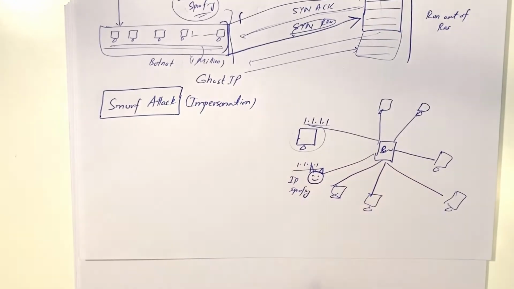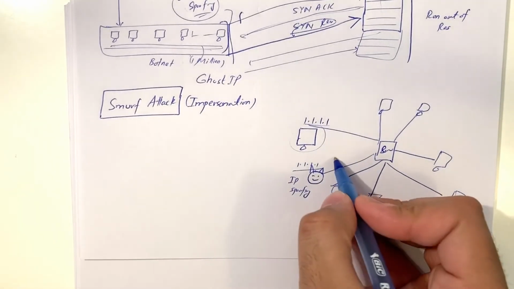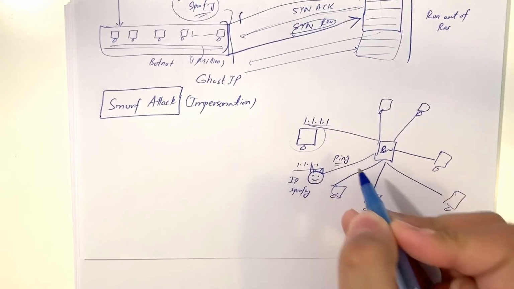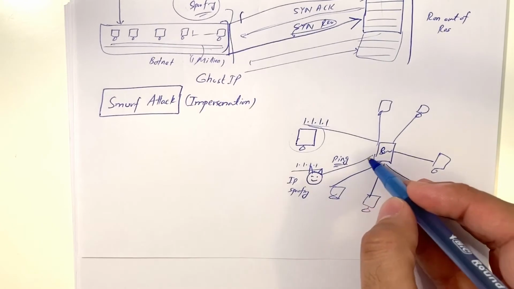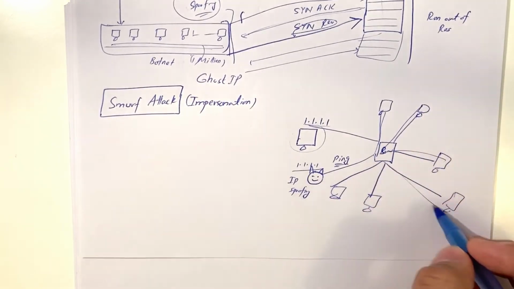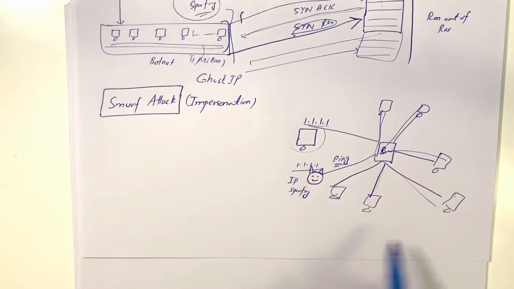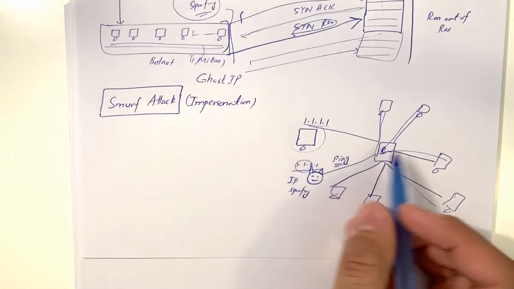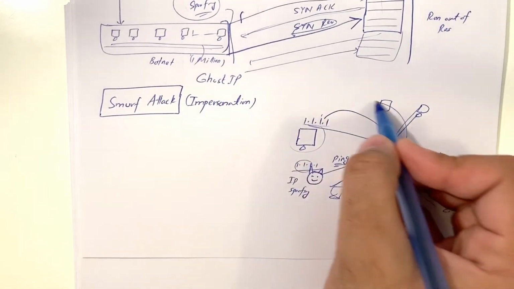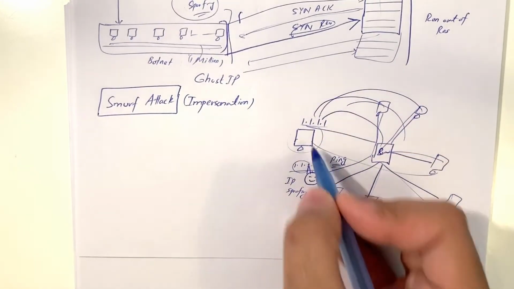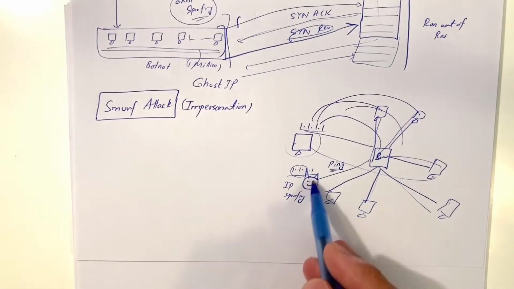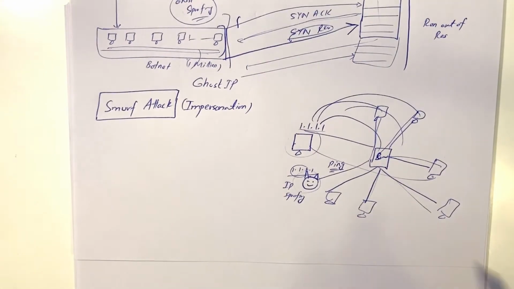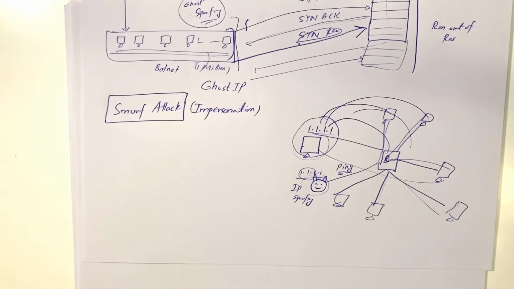After doing IP spoofing, the attacker will broadcast a ping packet. The attacker pretends, I am 1.1.1.1, and sends the ping packet to everybody on the network. Once all these computers receive the ping packet, they will think this request came from 1.1.1.1, and all the computers will start responding back to 1.1.1.1, who didn't initiate the ping packet, who didn't ask for it. The attacker will repeat the process over and over until this computer gets overwhelmed. This is called a Smurf attack.